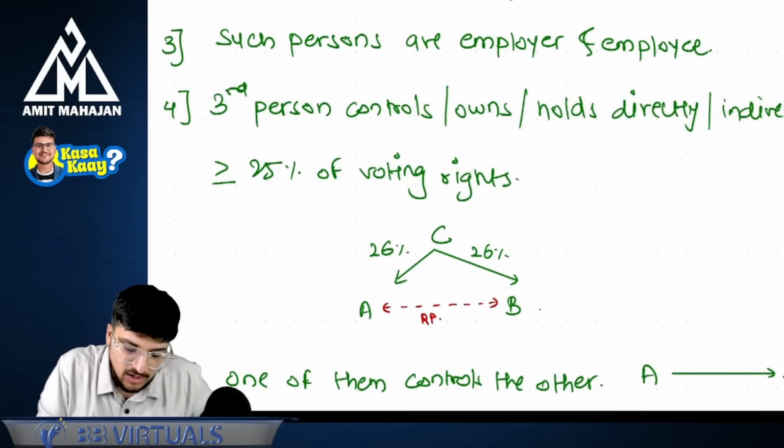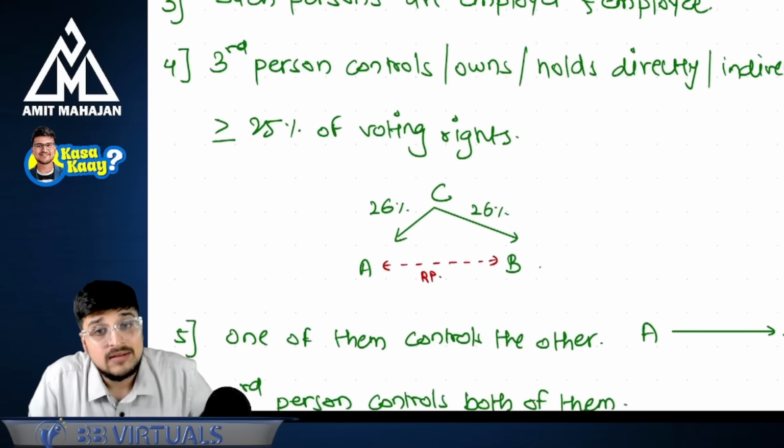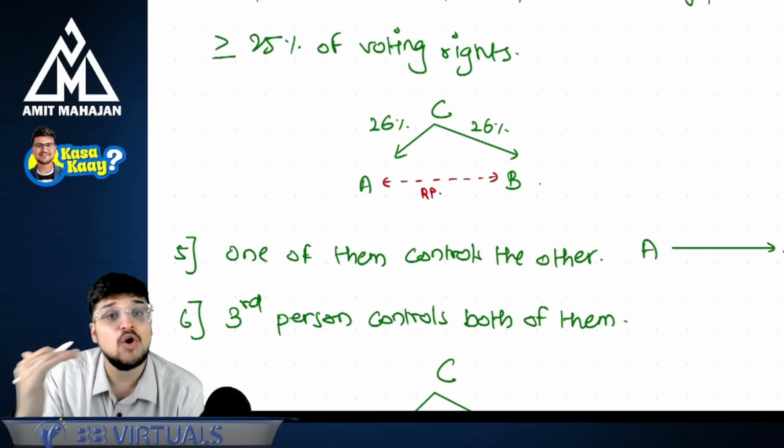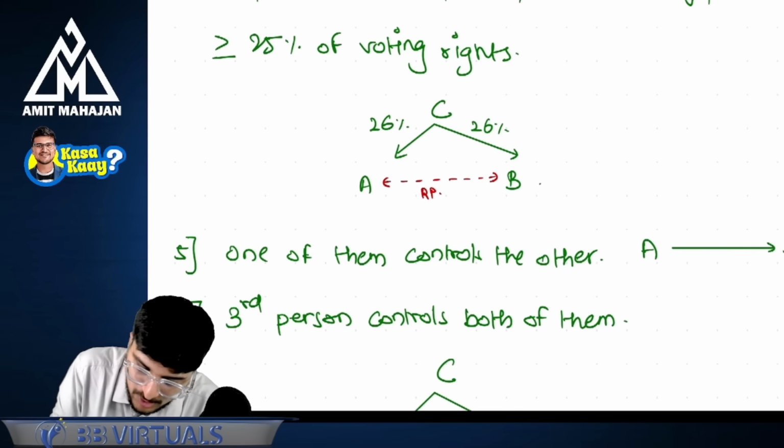Sir, the earlier point was the same, right? No. This is the meaning of control. Control can be of two types. That control can be in terms of percentage, and that control can be in terms of control of the directors or control of the management. So one of them controls the other.